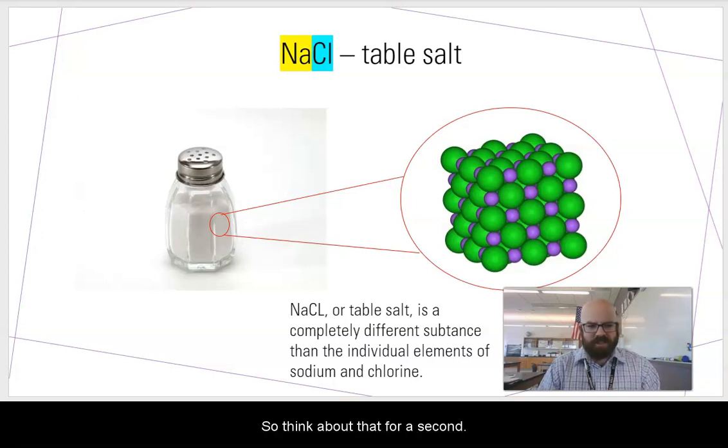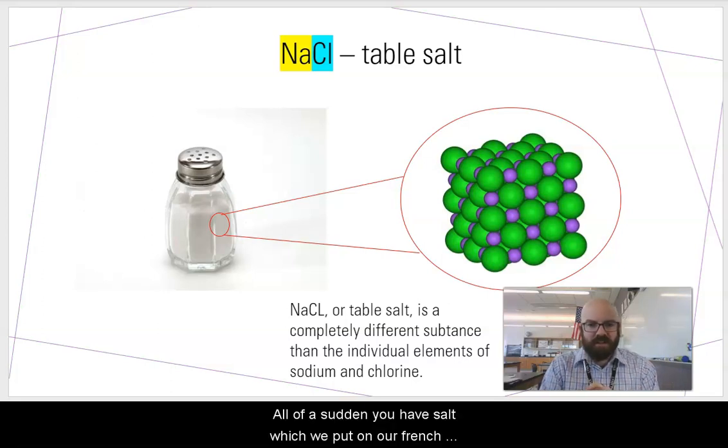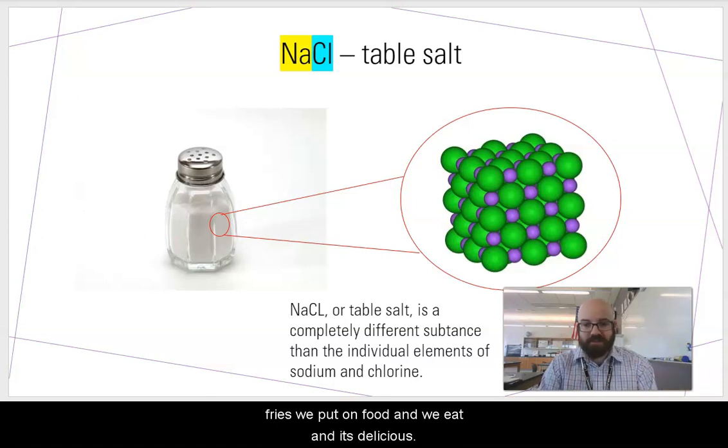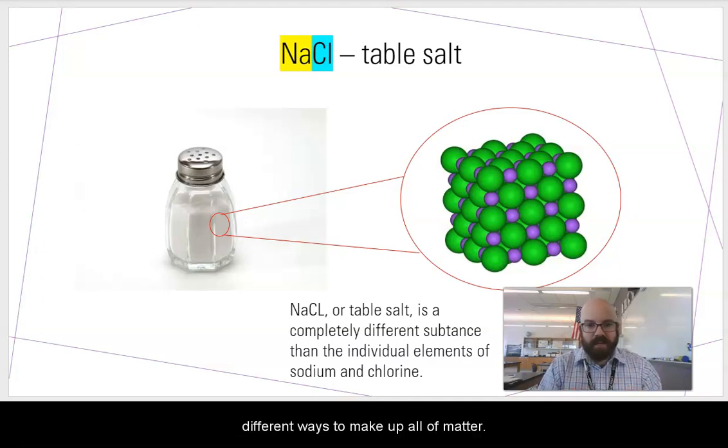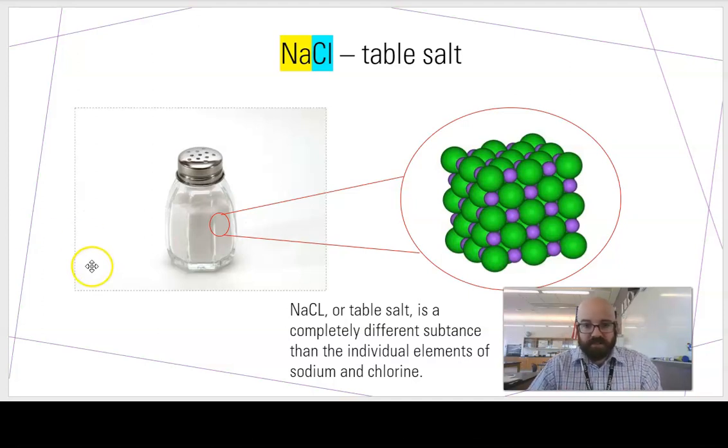So think about that for a second. You have a metal by itself and a dangerous chemical by itself. If bonded together in nature, all of a sudden you have salt, which we put on our French fries, we put on food, and we eat, and it's delicious. This goes to show you that atoms can combine in many different ways to make up all of matter that exists.